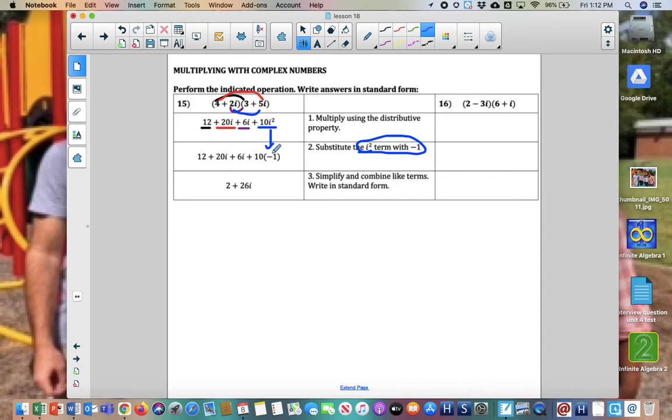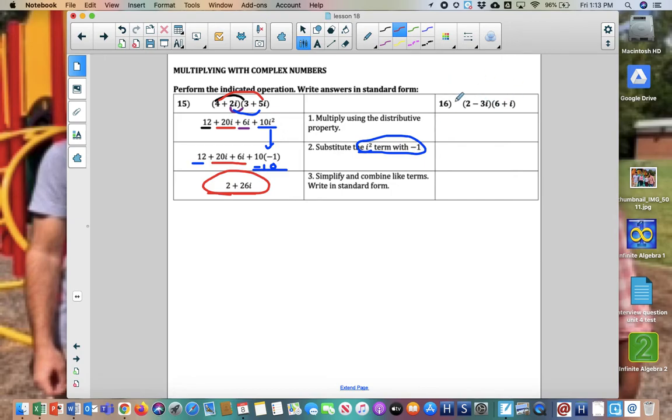And well, now we're just going to multiply. Well, positive 10 times negative 1 is negative 10. And now we're going to do 12 minus 10. 12 minus 10 is 2. And now we're going to do 20i plus 6i, which is 26i, and we wrote it in a plus bi format. So there we go, 2 plus 26i.